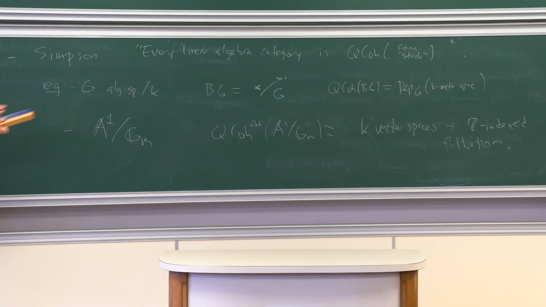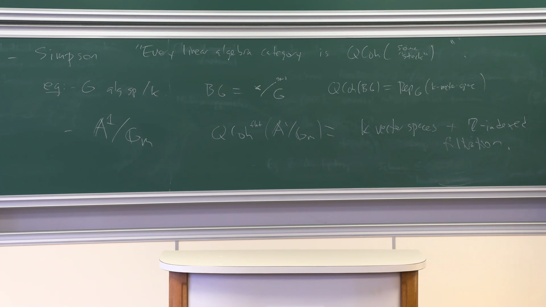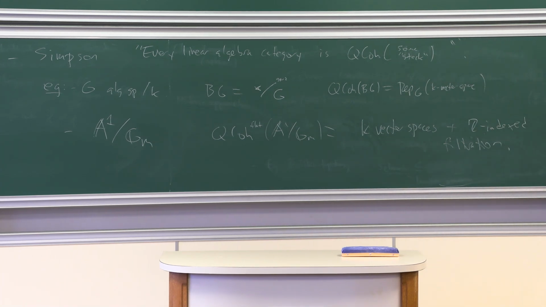So again, some fairly natural linear algebra category. It turns out to be quasi-coherent sheaves on a stack. But also, here's maybe an even cooler example. So these are Artin stacks, so there's nothing exotic there. But then there's this interesting thing.